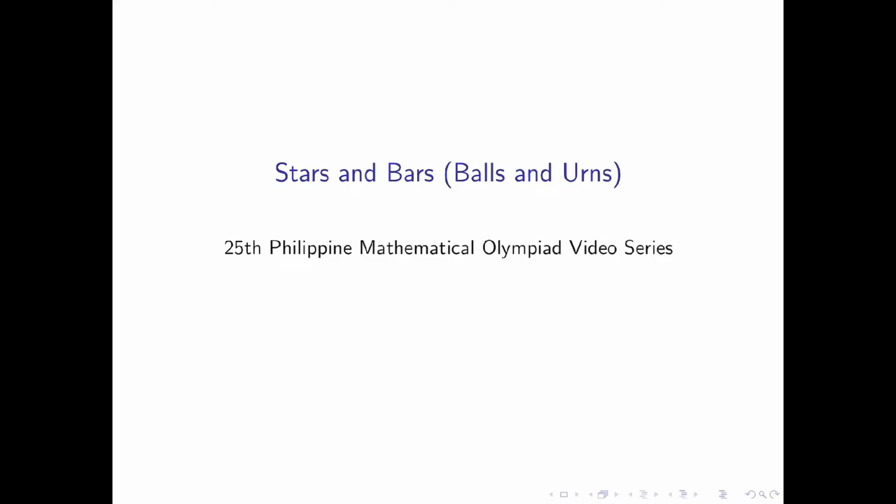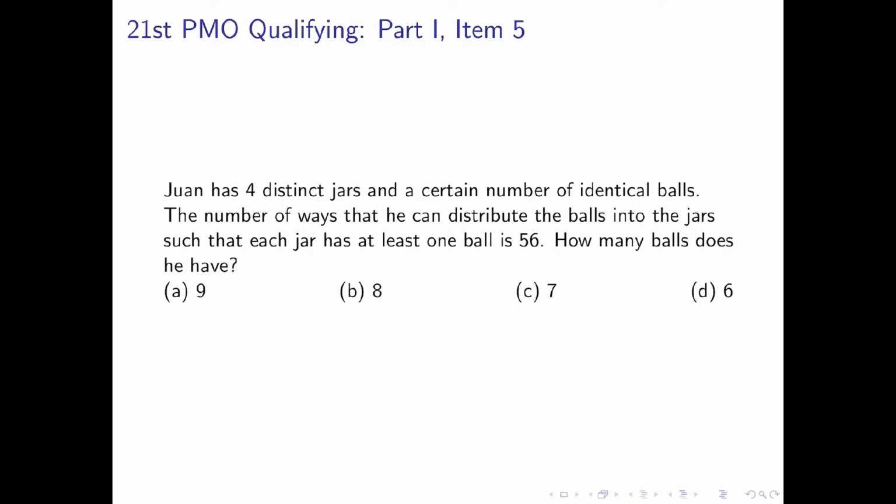Let's take a sample problem from the 21st PMO qualifying stage, part 1, item 5. This is the typical setup of stars and bars. In this question, Juan has 4 distinct jars and a certain number of identical balls. The number of ways he can distribute the balls into the jars such that each jar has at least one ball is 56. How many balls does he have?